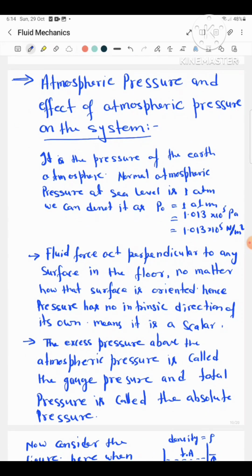Atmospheric pressure and the effect of atmospheric pressure on the system. Now we will consider the atmospheric pressure. What is the atmospheric pressure? It is the pressure of the Earth's atmosphere. It is generally taken at sea level. Normal atmospheric pressure at sea level is 1 atmosphere, that is equal to 1.013 times 10 to the power 5 Pascal. The unit of pressure is also Newton per meter square.